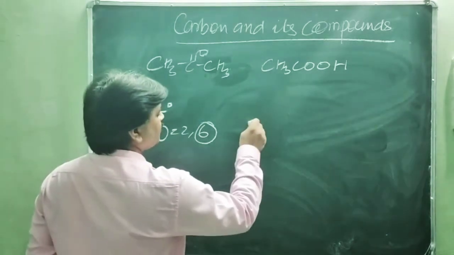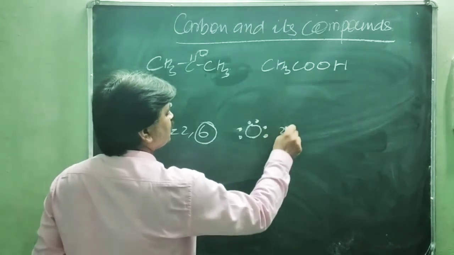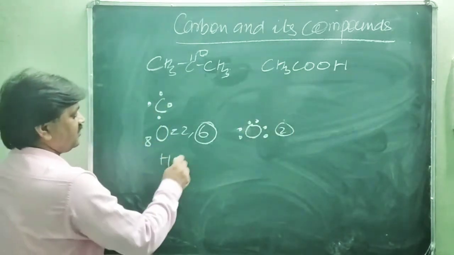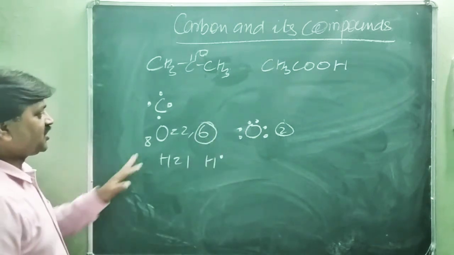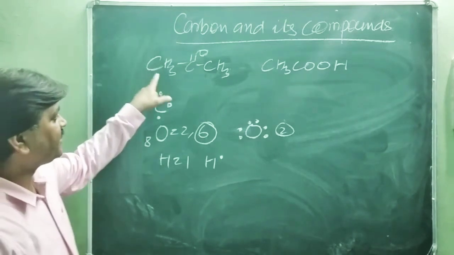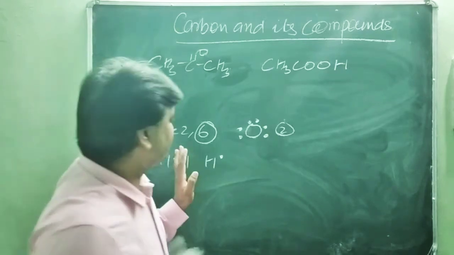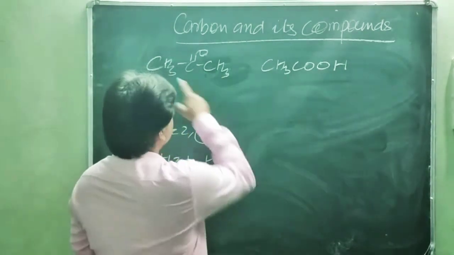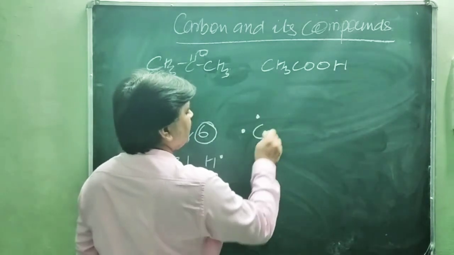Oxygen has 2, 6. It requires 2 electrons to achieve the octet structure. And hydrogen, this is 1. So this is the dot structure of each element. So first you add the carbons by sharing 1 electron. This is bond formation. Out of 4, this carbon has 4 electrons, 1, 2, 3 and 4.